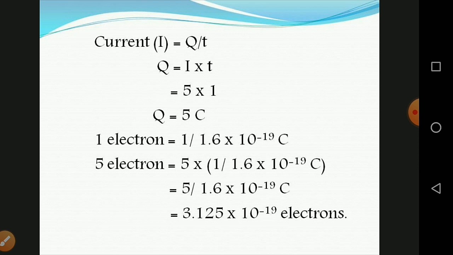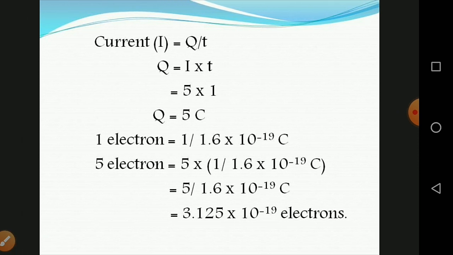We already know that 1 electron is equal to 1 divided by 1.6 into 10 to the power of minus 19 coulomb. So for 5 coulomb, the number of electrons is equal to 5 into 1 divided by 1.6 into 10 to the power of minus 19. The 10 to the power of minus 19 comes to the numerator, and the sign changes from negative to positive.